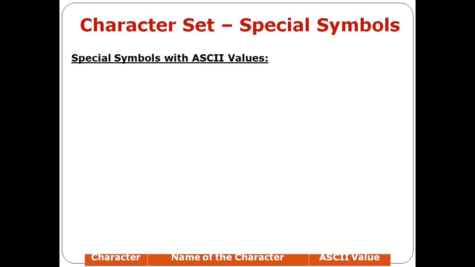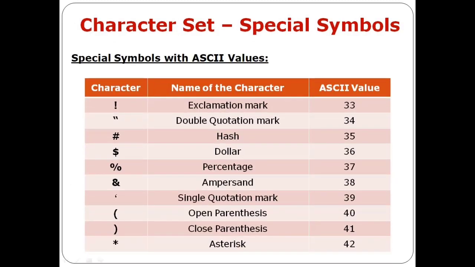இப்போ one by one நம்ம பார்க்கலாம். So first one is exclamation mark. அதோட ASCII value வந்து 33. The next one is double quotation mark. ASCII value is 34. Then third one is hash symbol. ASCII value is 35. Then dollar symbol. ASCII value 36. Then percentage.